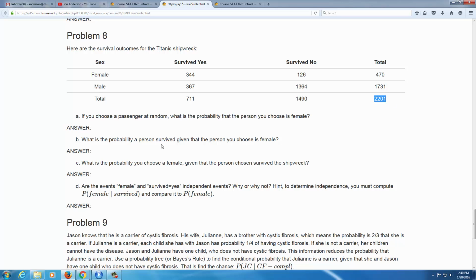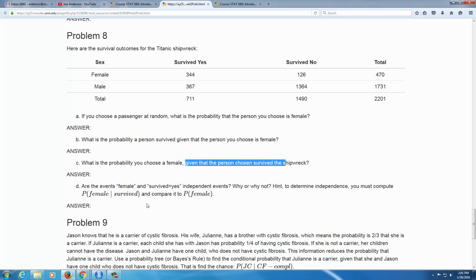And in part B, what's the probability somebody survived given female? So that's a conditional probability. I would go into all the females and find the probability that somebody survives, or use the conditional probability formula to do that one. Here is a slightly different conditional probability in part C. What's the probability of female given somebody survived? So if I was doing it, I'd go into all the survivors and find out the fraction of them that were females.